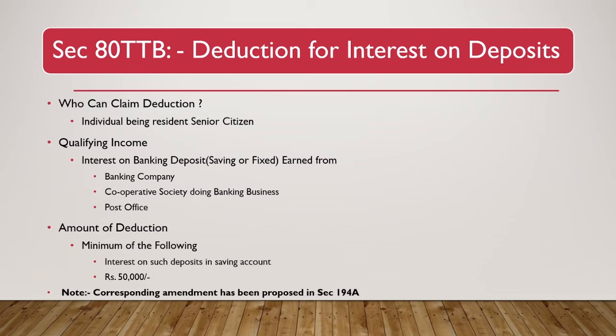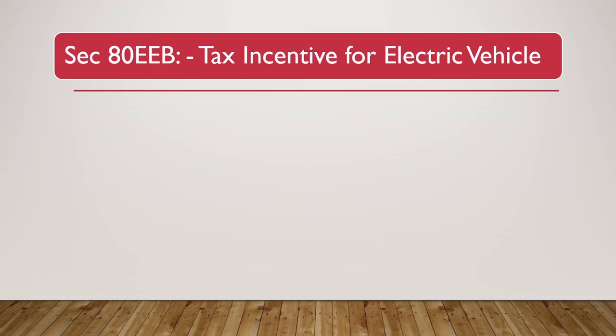Let us have a quick review of this section. Section 80TTB, deduction for interest on deposit. A resident individual being a senior citizen receiving interest from either savings or fixed deposits or from both, having a bank account with a banking company, a corporate society doing banking business, or a post office, up to a maximum of rupees 50,000 can be claimed as deduction.